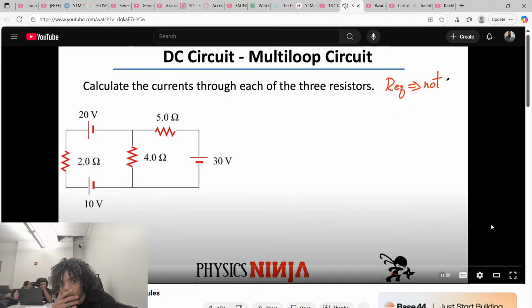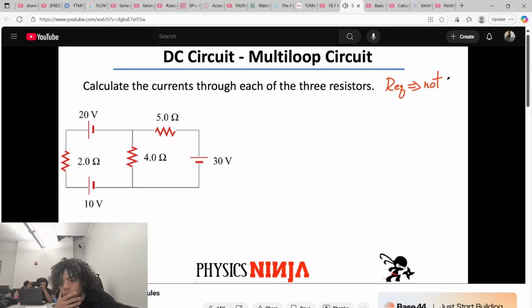Circuits like this can't be simplified using equivalent resistors, at least not in the traditional sense of using combinations of resistors in series and directly in parallel. So be careful, not in this problem. However, we can still solve it using Kirchhoff's rules.